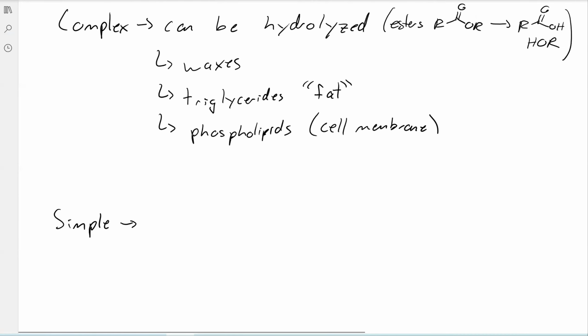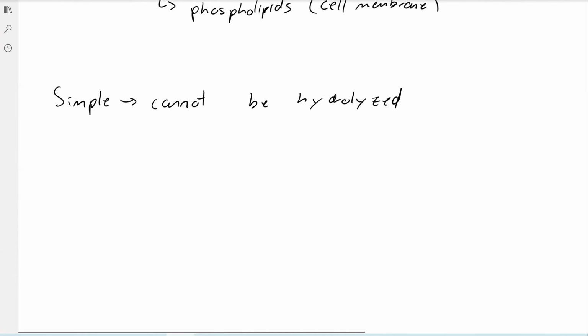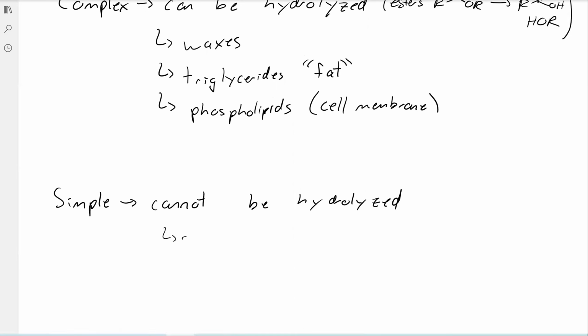The simple ones, right, are classified because they cannot be hydrolyzed. So in this case, they don't have some sort of ester, and they contain steroids and prostaglandins, which are both very common in humans and animals, oftentimes for signaling, telling your body what to upregulate, downregulate, that kind of thing.